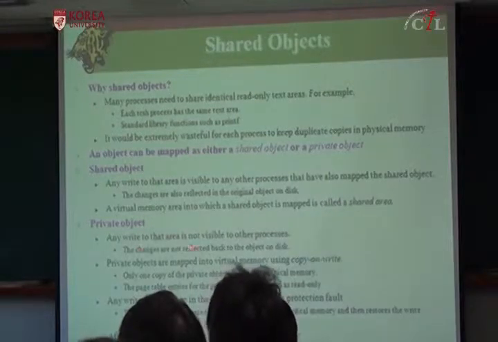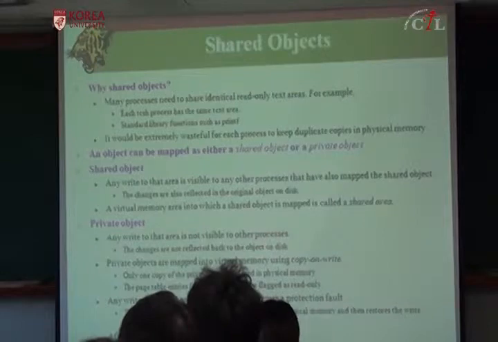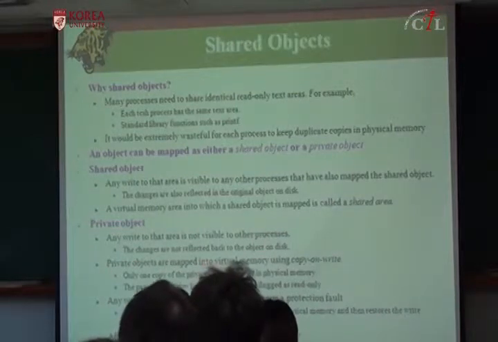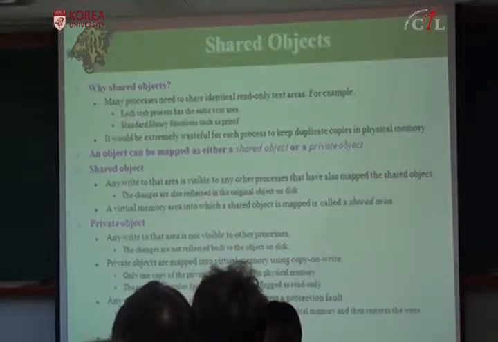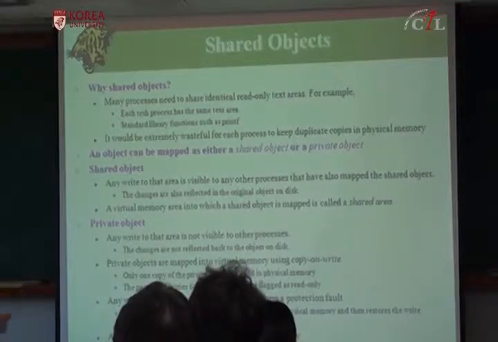So the change shall not be reflected in the object on disk. Private objects are mapped into virtual memory using a copy on write policy. Copy on write policy means first, if you declare this object as a private area, then you can share, you can map, and the initial content will be the same. But if you are doing a write, then this copy on write policy will be active.